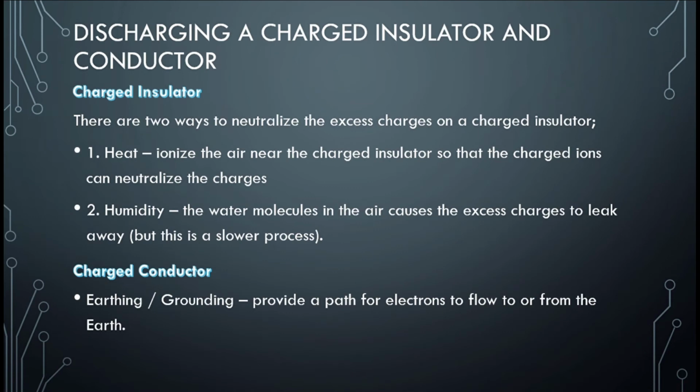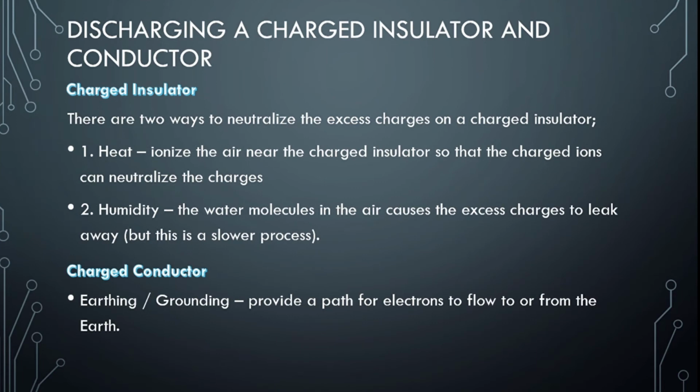Discharging a charged insulator and conductor. To discharge a charged insulator, there are two ways. Number 1, heat. Ionize the air near the charged insulator so that the charged ions can neutralize the charges. You can find this in your textbook, page 311 in figure 16.8. Number 2, humidity. The water molecules in the air cause the excess charges to leak away, but this is a slower process.